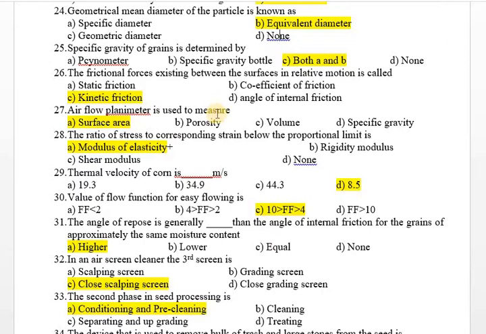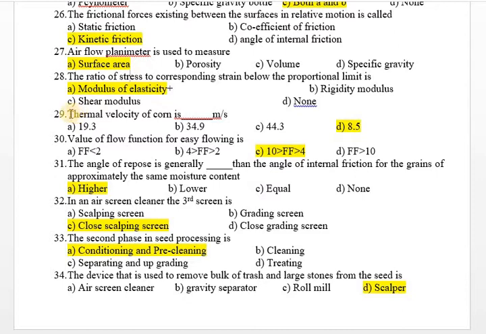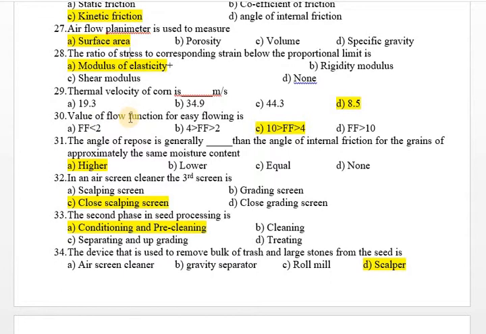Airflow planimeter is used to measure the surface area of any seed. Next, the ratio of stress to the corresponding strain below the proportional limit is called modulus of elasticity. Next, terminal velocity of car is 8.5 meters per second. Value of flow function for easy flow: FF means free flowing, greater than 4.